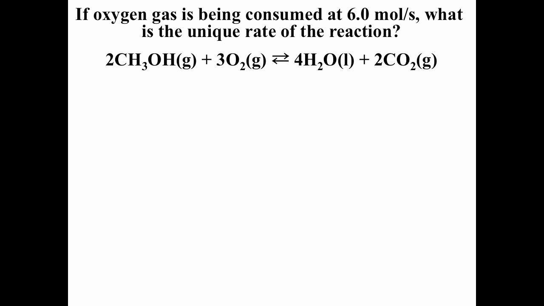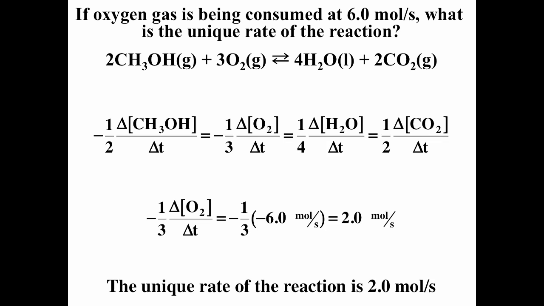If oxygen is being consumed at 6 moles per second, what is the unique rate of the reaction? Again, for the unique rate, you have minus 1 over the coefficient times the rate of change. And so minus 1/3 the rate of O2 equals minus 1/3 times minus 6, and so our unique rate is 2. Again, the importance of the unique rate is that instead of having to worry about 4 different rates for this reaction, we only have to worry about 1. And it also enables us to show the relationship between all the compounds in that reaction.